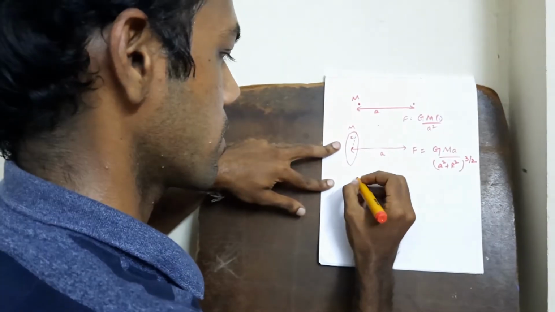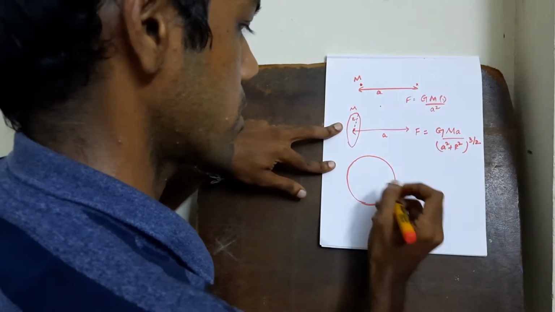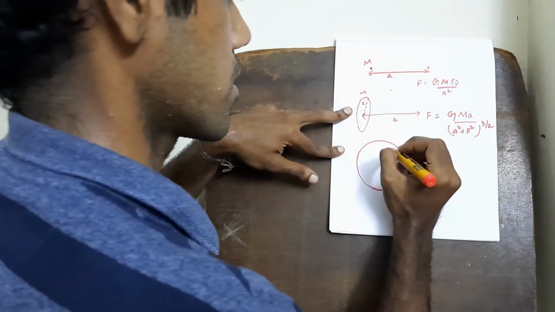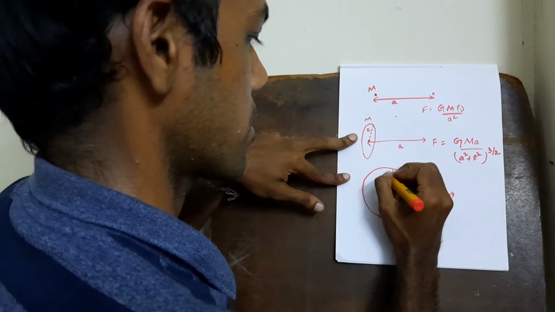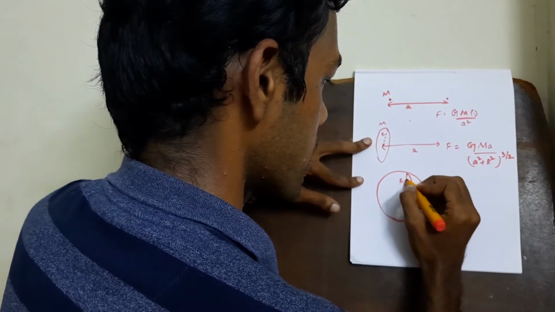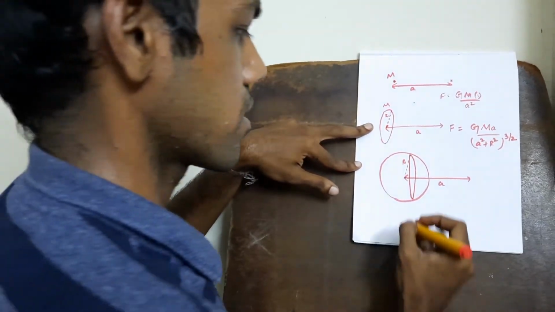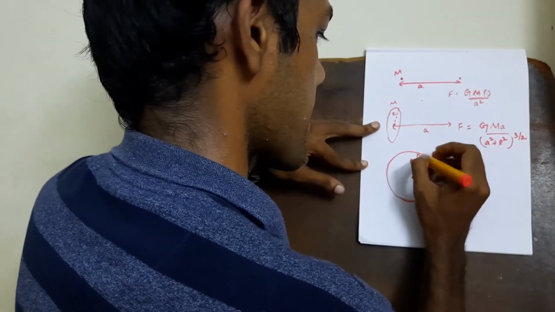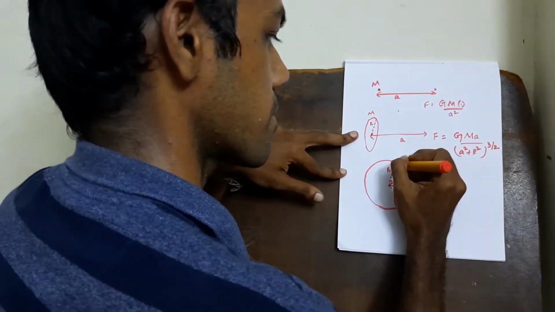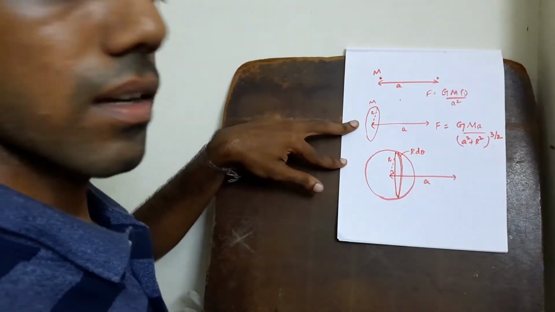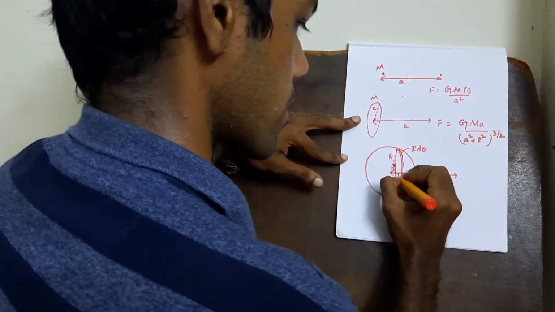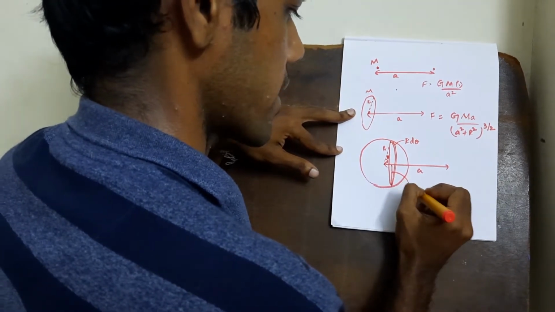Now when we are about to find the force due to a shell at a distance a from the center of the shell, we have to integrate the shell as multiple rings of thickness r d theta and radius r sin theta.